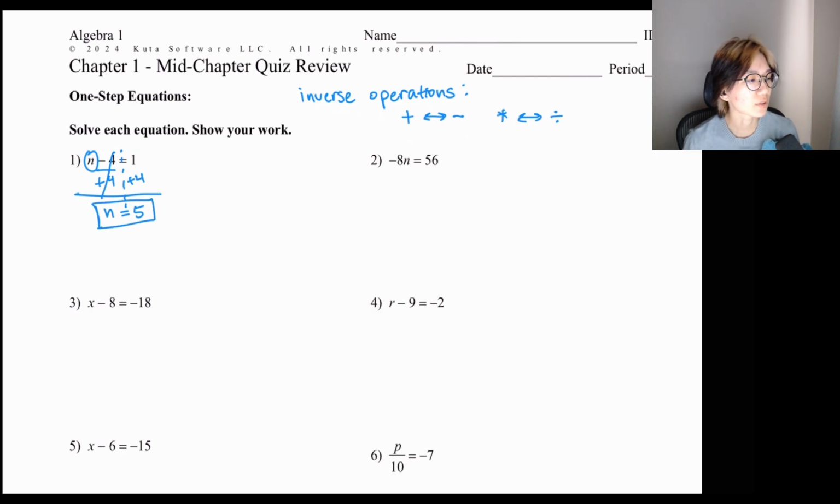And if you're nice to me, you'll box your answers no matter when or where we are doing them, just to make it easy for me to find where your answer is when I'm grading these.